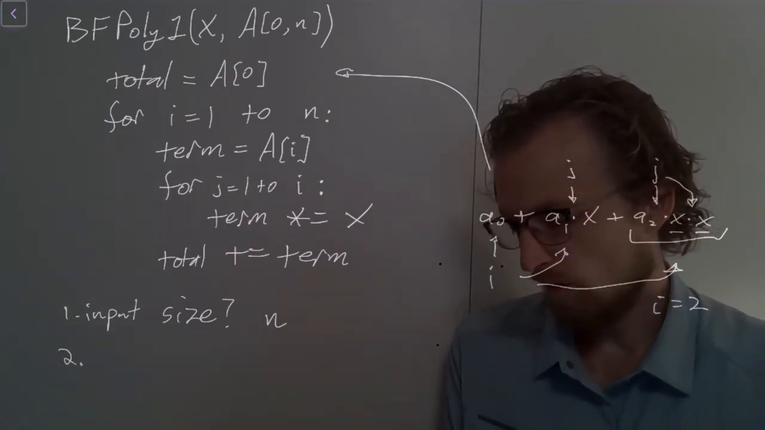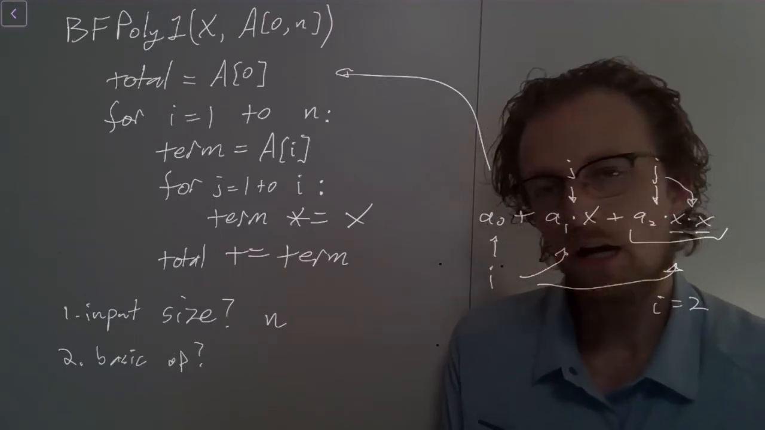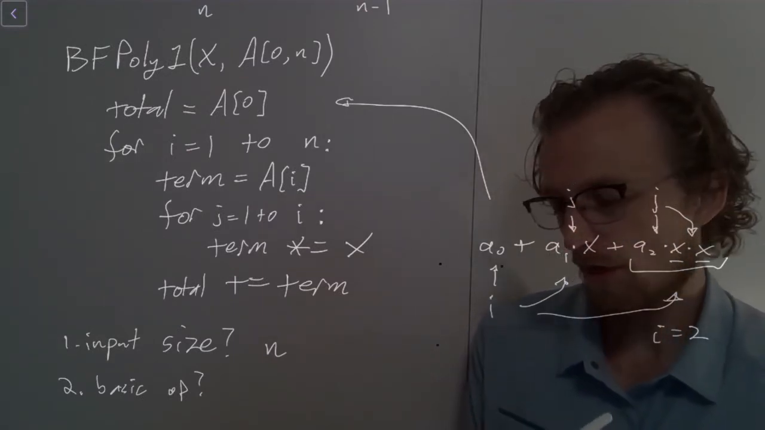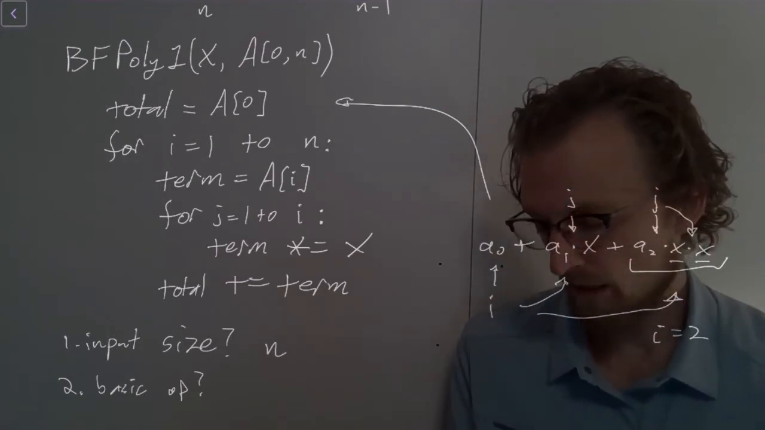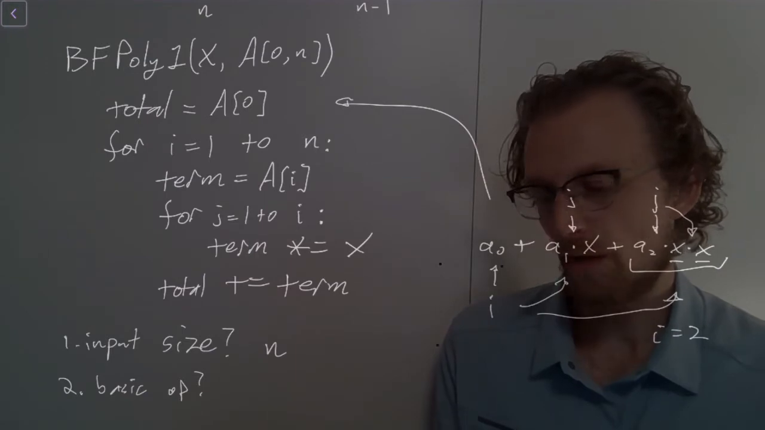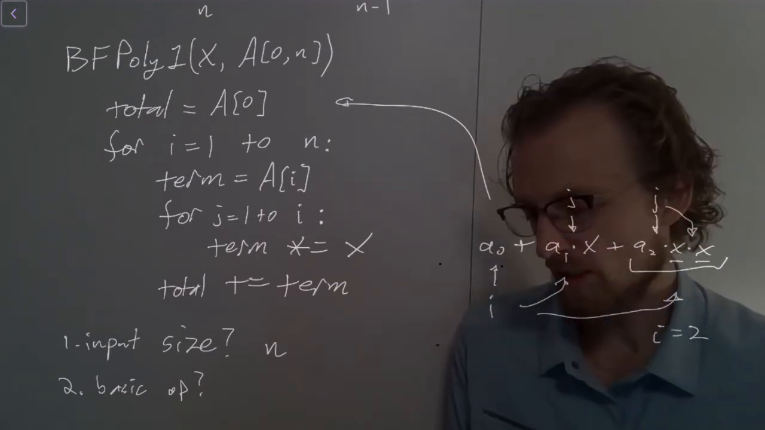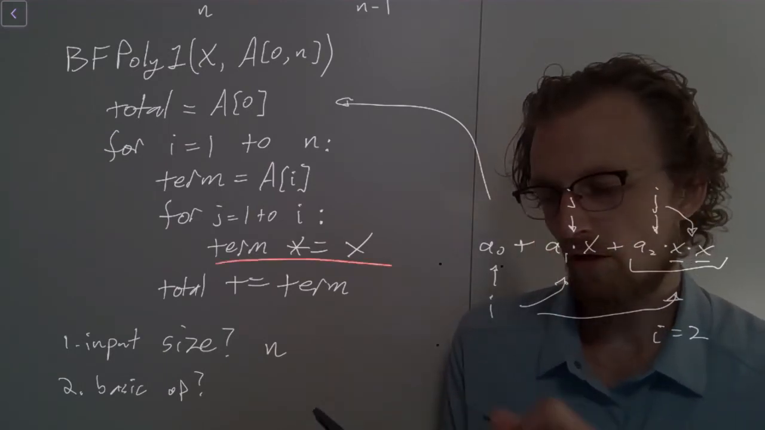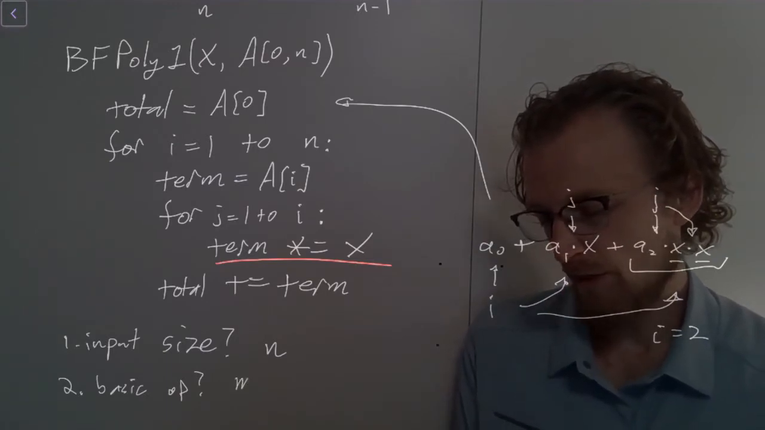Number two, what's my basic operation? Well, a good idea, anytime you have something like this with nested for loops, is to consider the thing that happens on the inside of the innermost for loop as your basic operation. This isn't quite a foolproof approach, and we'll see some examples where it's a little more complicated than that. But this is a good place to start. So here, this multiplication, we will consider our basic operation.